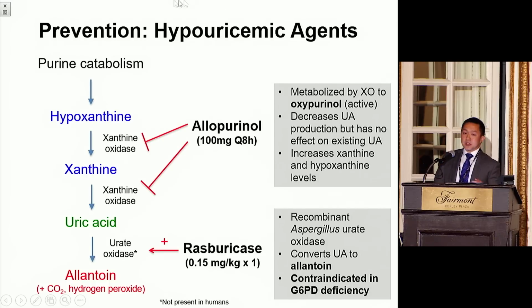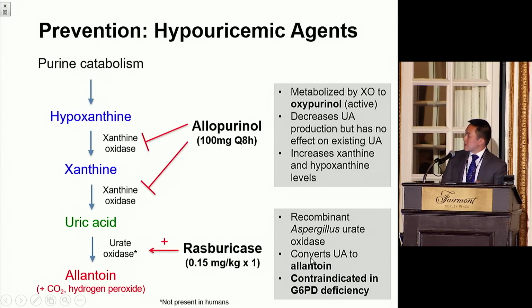Now, the most commonly used hypouricemic agents are allopurinol and rasburicase. Again, this is the metabolic pathway for the degradation of DNA and the purines. And remember that allopurinol inhibits this enzyme xanthine oxidase, which converts xanthine to uric acid. So what allopurinol does is it prevents the new production of uric acid, and that lowers uric acid levels. However, allopurinol does nothing to lower the pre-existing high serum uric acid levels. And in addition to that, by blocking uric acid production, this can cause the accumulation of xanthine and hypoxanthine, which can also crystallize in the kidney.